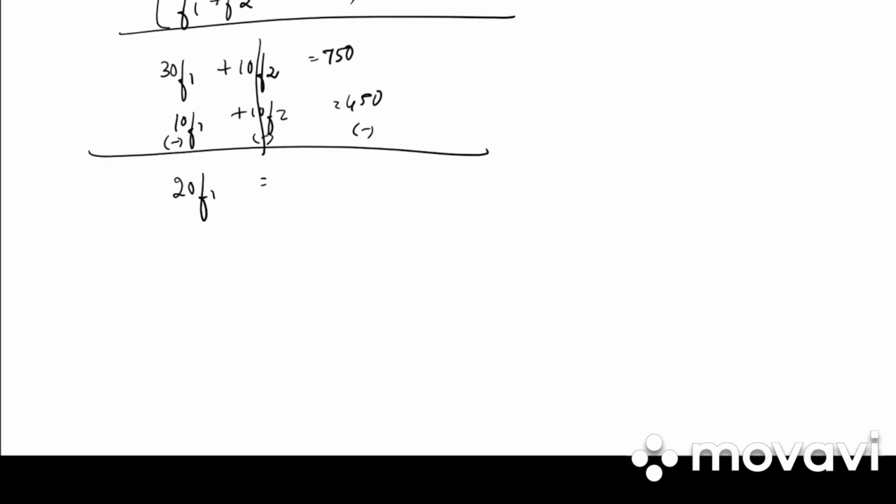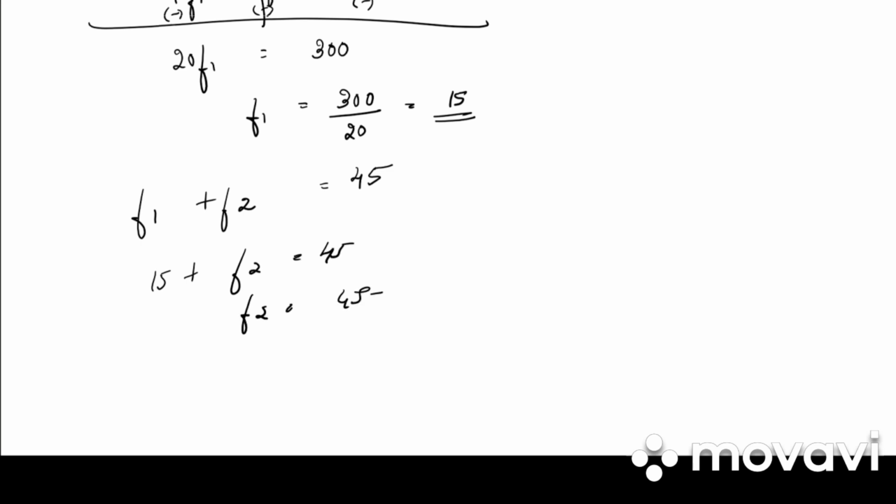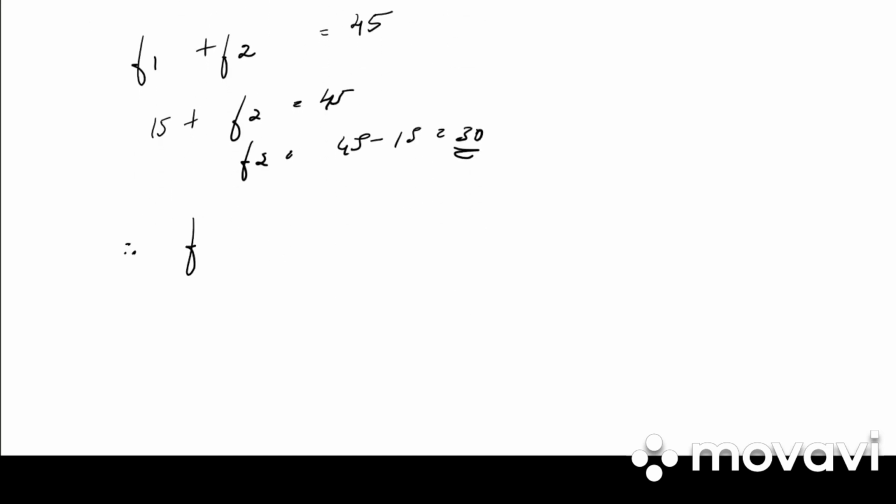20 F1 is equal to 300. So F1 is equal to 300 by 20, that is 15. So we found out F1. How can we find out F2? F1 plus F2 is equal to 45. F1 is 15 plus F2 is equal to 45. So F2 is 45 minus 15, that is 30. Therefore, F1 is 15 and F2 is 30.